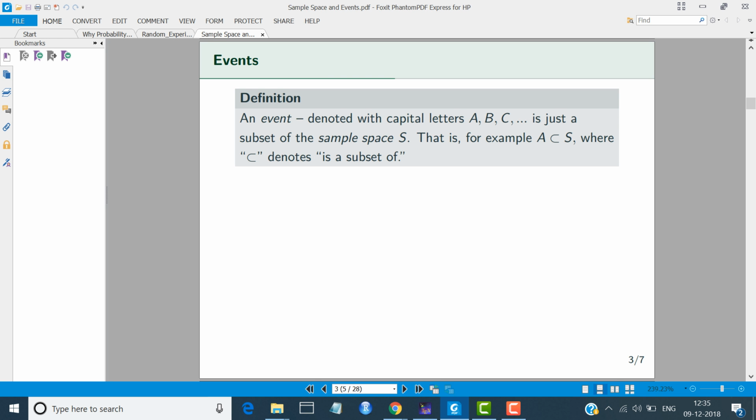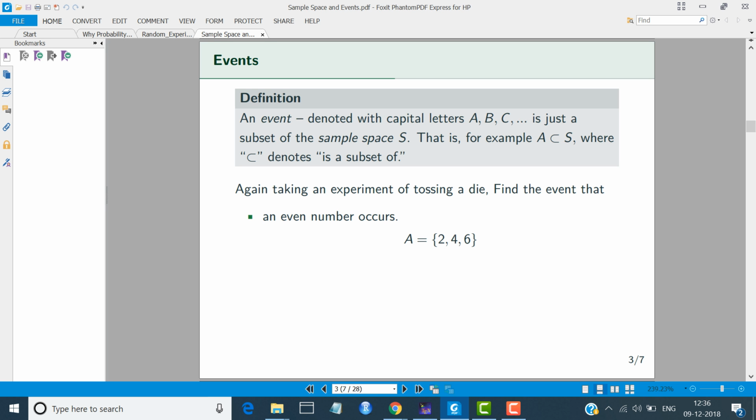So events. What is an event? An event is a subset of the sample space. Let us look at examples. If we throw a die and an even number occurs, that is an event. The event, denoted by A, is equal to {2, 4, 6}. This is the event that an even number occurs.